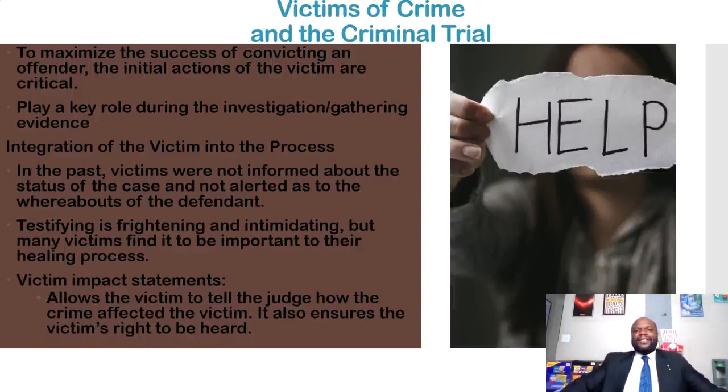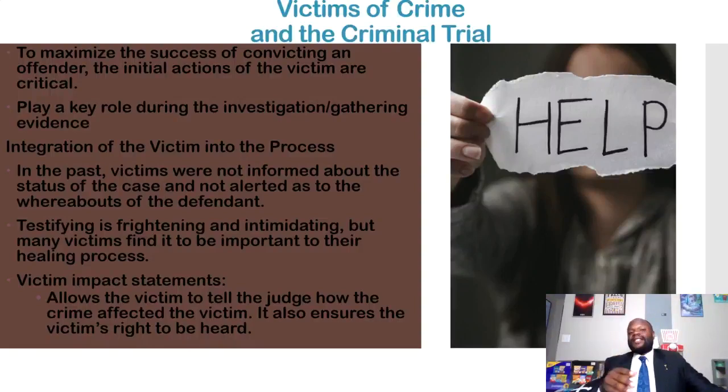And so lastly, in terms of victims of crime in the criminal trial, to maximize the success of convicting an offender, the initial actions of the victim are critical. The victim is always going to play a key role in the investigation. They're going to talk about what happened and what the circumstances were surrounding their victimization. And so having the victim be present in the process is very important.